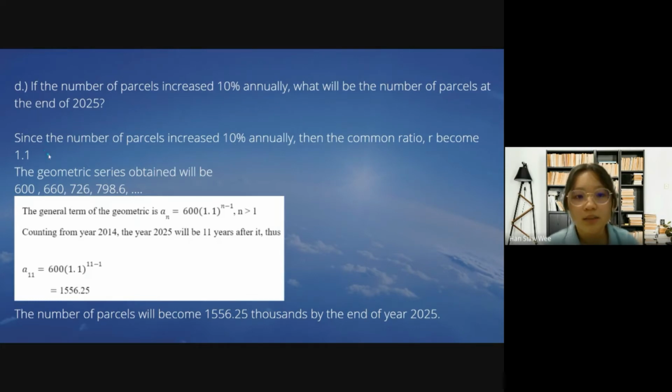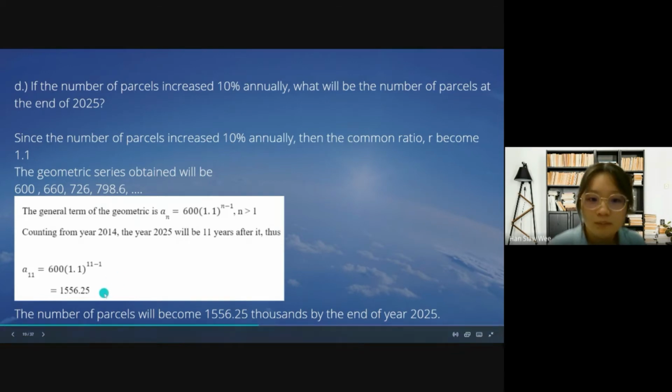Since the number of parcels increased 10% annually, the common ratio becomes 1.1. So we substitute 1.1 into the general form of the geometric series, and we will get 1556.25.